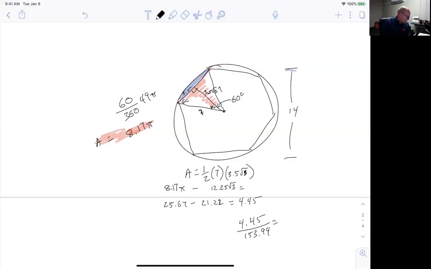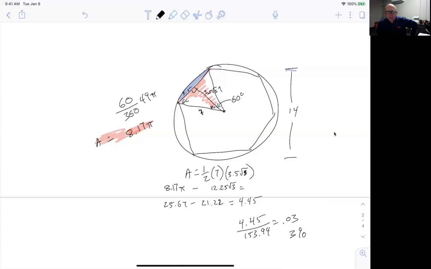So let's take that 153.94, and I could say, okay, as a decimal, 4.45 divided by 153.94, that's about 0.03 if I rounded, or 3%. So I would have about a 3% probability, a 3% chance of hitting that shaded area. Okay, so that's pretty much what we would need to know for this section.